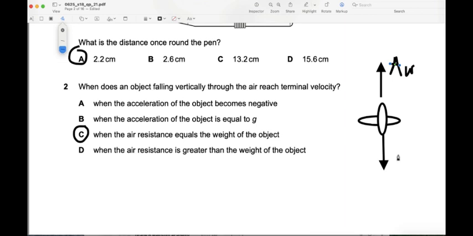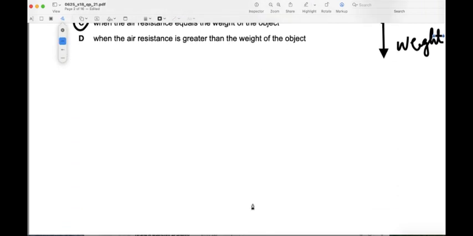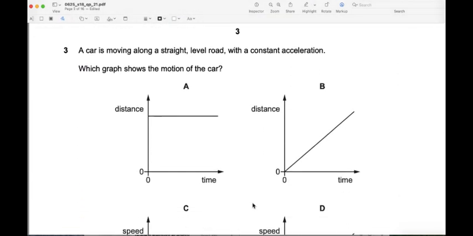Then here is the weight of the object. When they are equal, that is when we say terminal velocity is reached. And when you reach your terminal velocity, you have to open your parachute. Okay, we'll go to the next question for the sake of saving time.